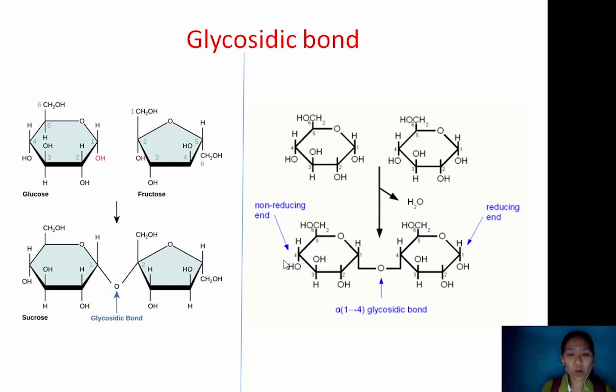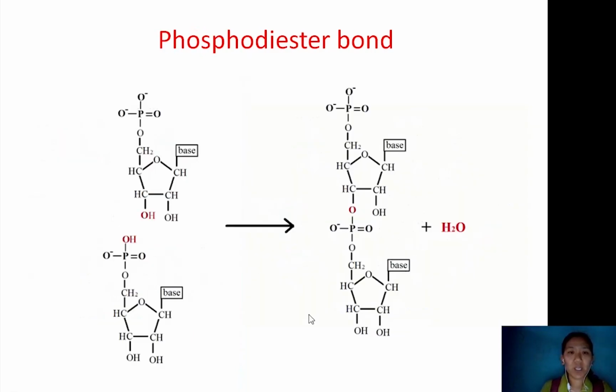Now let's look at the bond in nucleic acid. As we have discussed already, nucleic acid is made up of nucleotides. A nucleotide has a ribose sugar, a pentose sugar, and on carbon number 1 it is bonded with the base. At carbon number 5, 1, 2, 3, 4, 5, there is a phosphate group. The same thing you find here: a ribose sugar, with a phosphate group on carbon number 5 and a base on carbon number 1.